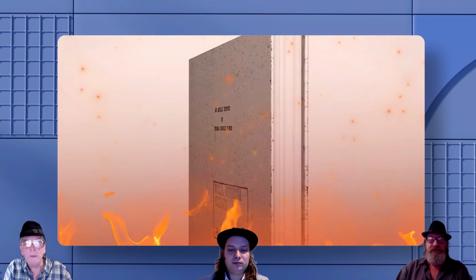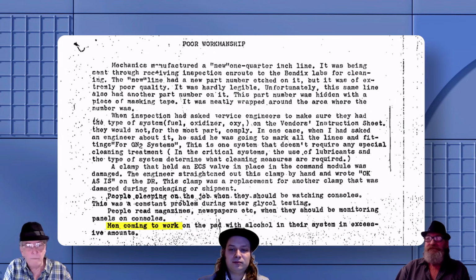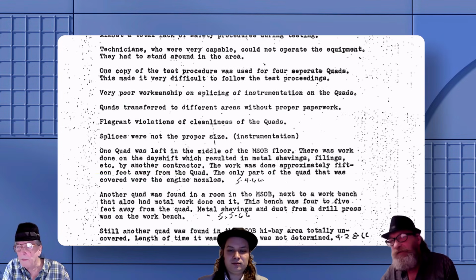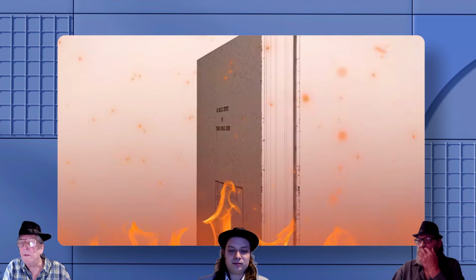Now we're going to get into the Barron report. And my favorite one is the workers showing up highly intoxicated on the pad. And this deficiency list goes on and on and on. So we're going to let Jarrah take it from here. Jarrah, what do you think about this?